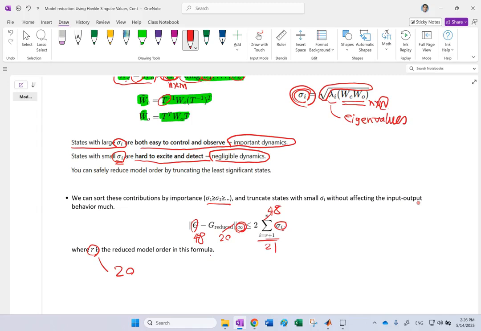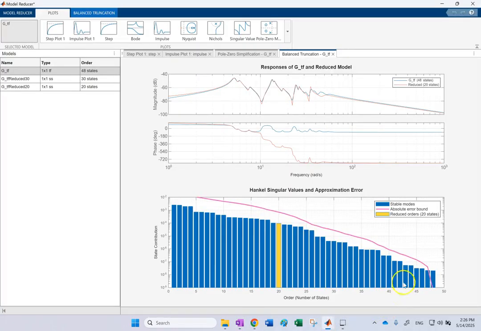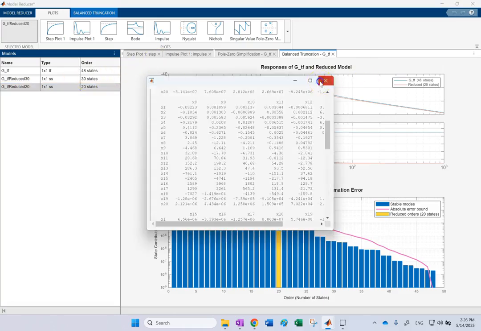All of the sigmas that I neglected, if I sum them up and multiply by 2, this is like the upper bound of the amount of dynamics that I'm neglecting. Okay? So in this case, I can only neglect from this point, this point, this point. But the best way to decide is to look at the behavior of the system, look at how different the states of the system are, how differently they are behaving, and then based on that, you can decide, right?